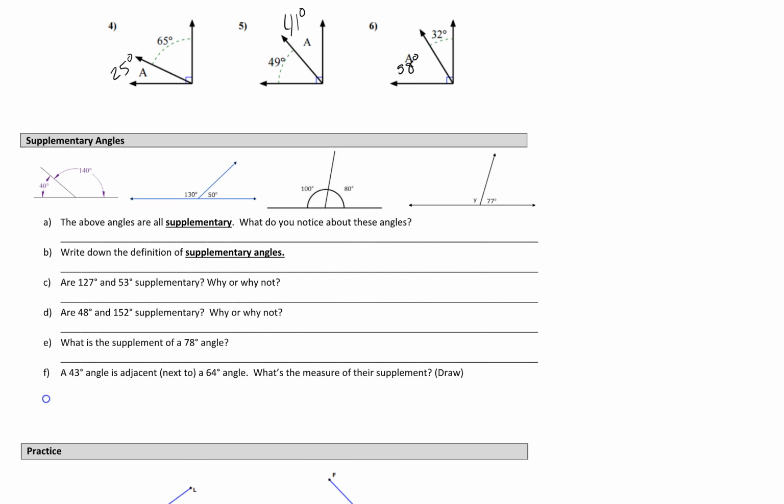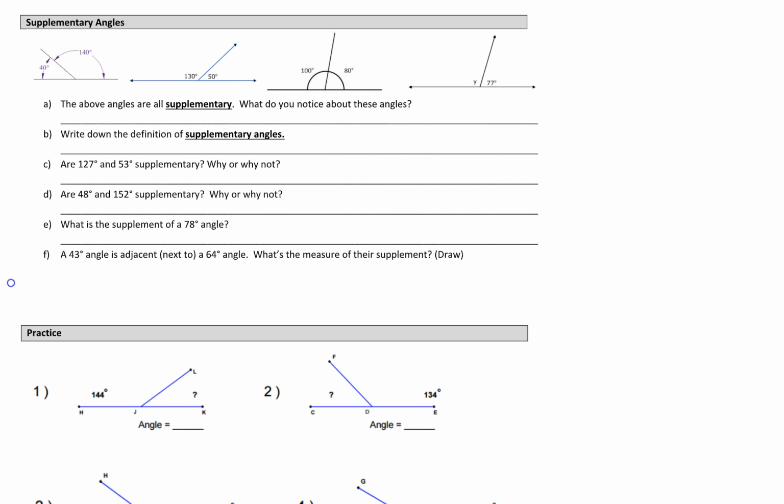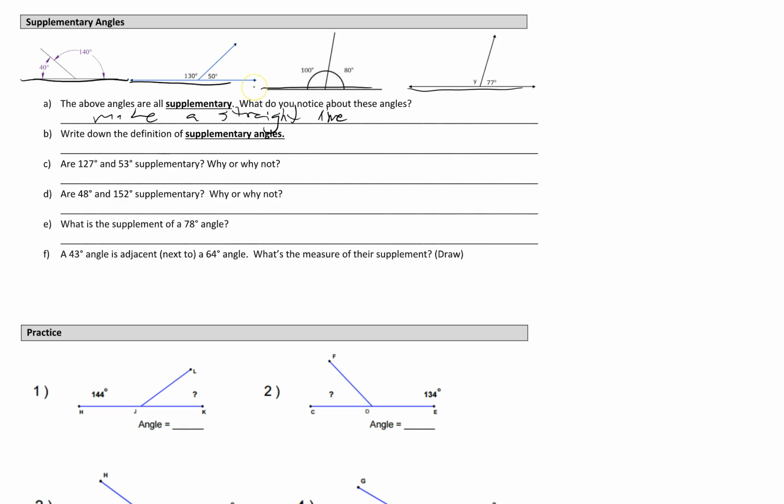All right, the second type of angle we are going to talk about today is a supplementary angle. So we're going to go through a similar process. All of these are supplementary. Hopefully we notice that we have a straight line in all of these. So they make a straight line. So that's kind of the visual you're looking for with supplementary: a straight line.